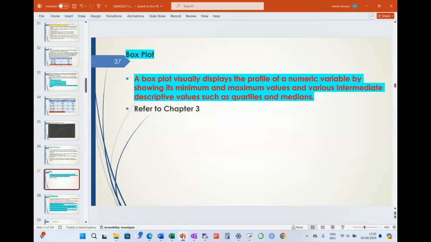Then we have a box plot. A box plot visually displays the profile of a numerical variable by showing the minimum and the maximum values and various intermediate descriptive values such as quantiles and medians. So I'm just going to draw the image quickly, but we will come to understand this a little bit more when we actually go into the learning unit.